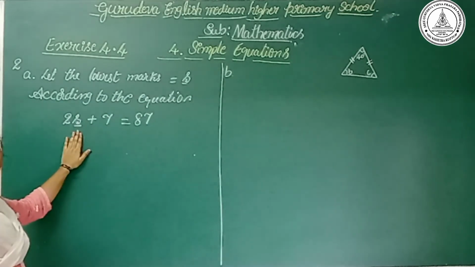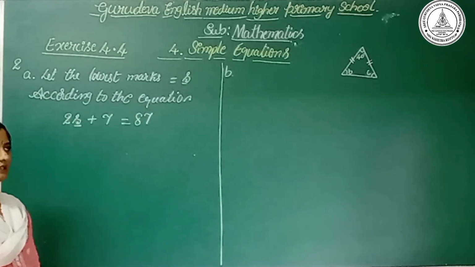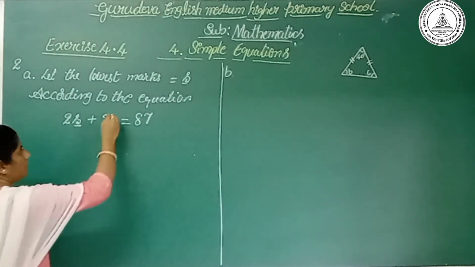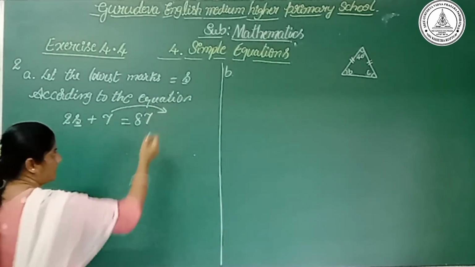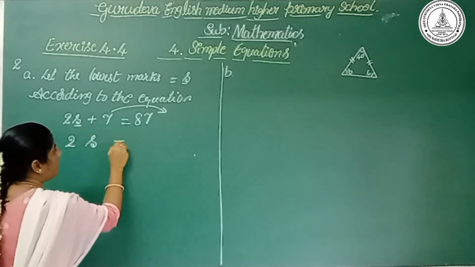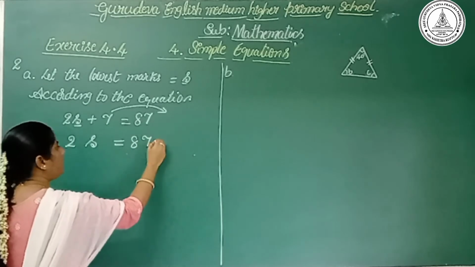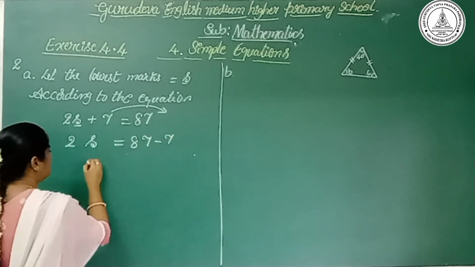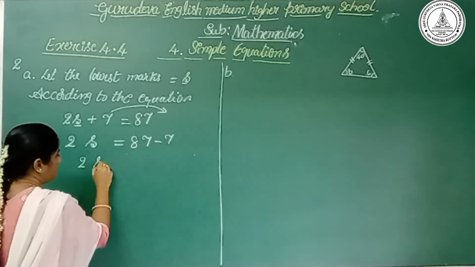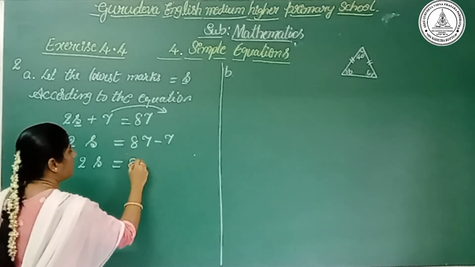You may use the separating the variable method or the transposing method. First I will use the transposing method. Write 2S as it is. After transferring 7 to the right hand side, it becomes minus 7. The remaining on the LHS is 2 into S, which is equal to 87 minus 7, that is 80.